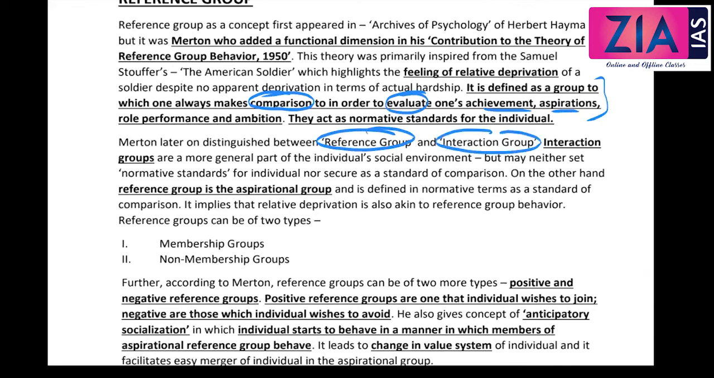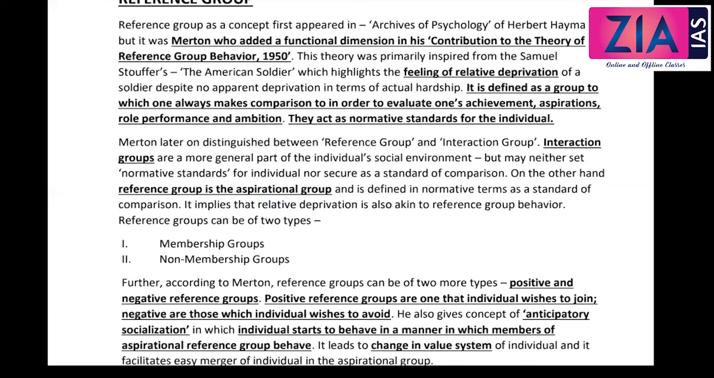What is that? Reference group is the group in which you want to become a member, you aspire to become a member. Interaction group is what? Your current group, right? The interaction groups are a more general part of an individual's social environment, but it's not important for setting your moral standards or normative standards. You will not make any comparison with your environment. You try to make comparison with your reference group, how far they are and how can we become one among that. So reference group, in simple language, is the aspirational group.